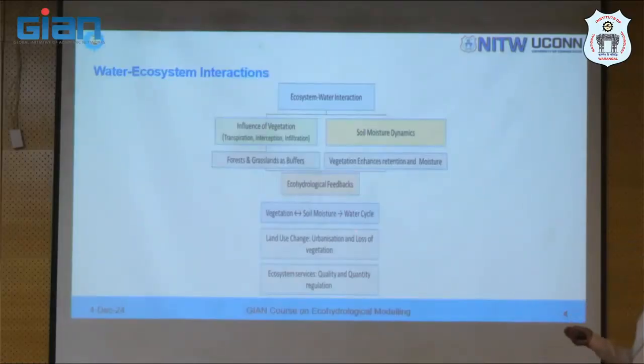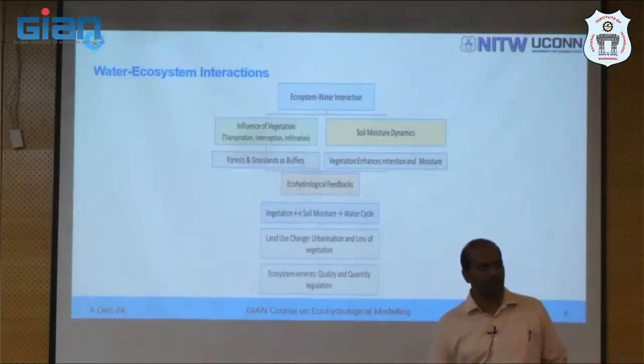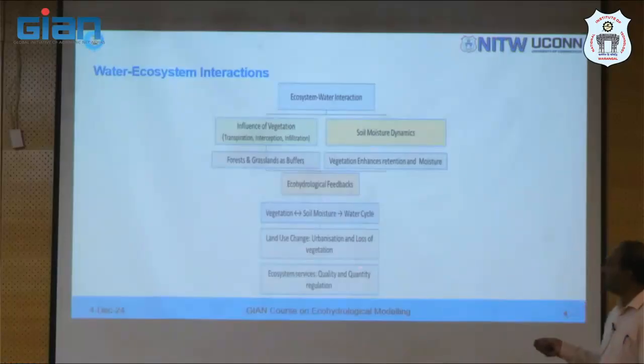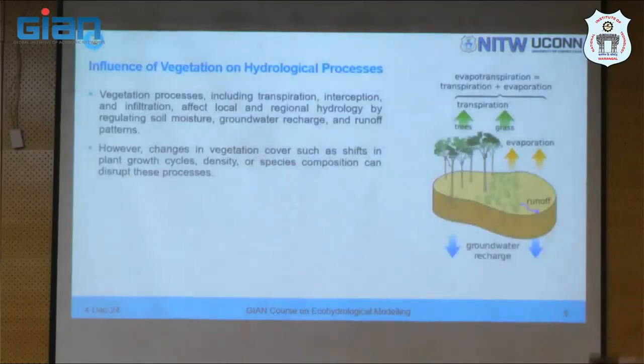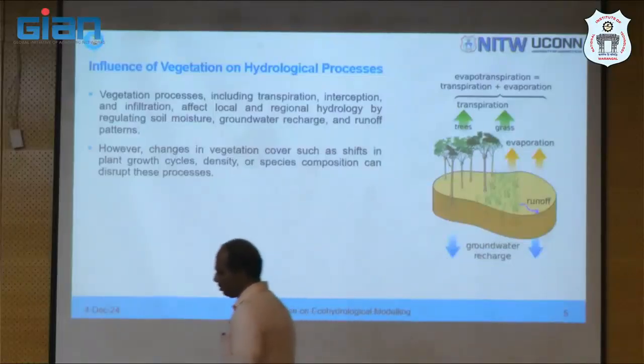Okay. So in addition to that, land use changes, we briefly discussed how urbanization and loss of vegetation affect the atmosphere or the hydrological cycle, and ecosystem services, quality and quantity of regulation. We are discussing ecosystem services separately in an individual lecture, but just to briefly introduce you here. Now coming to the first aspect, the influence of vegetation on hydrological processes.